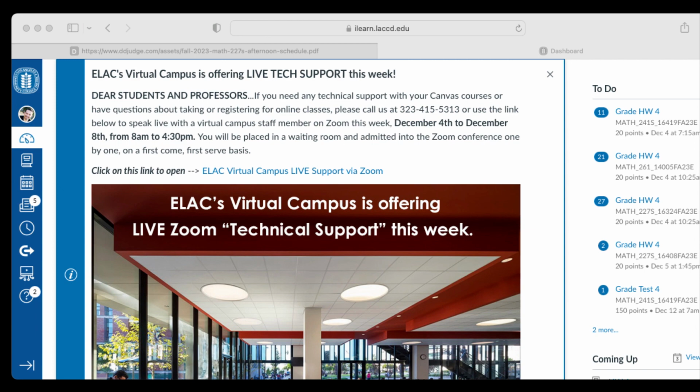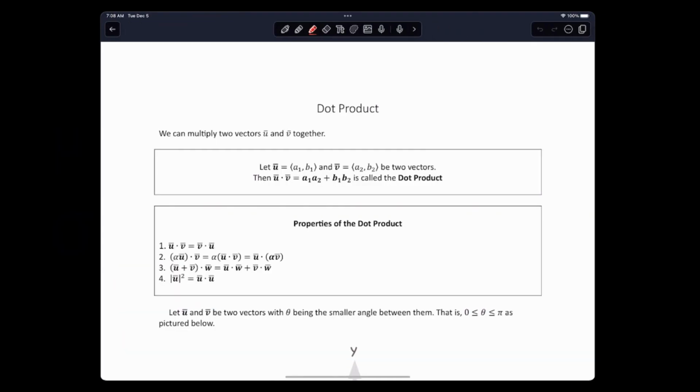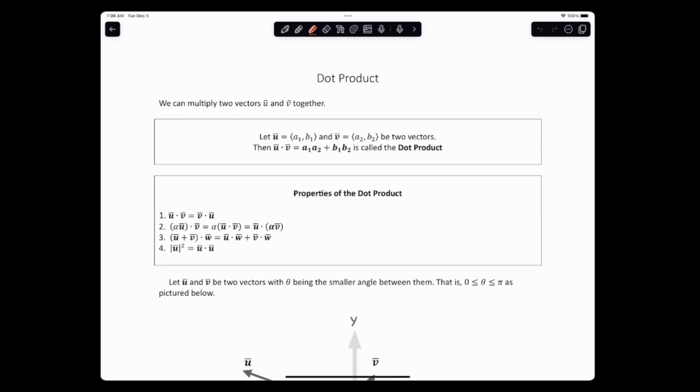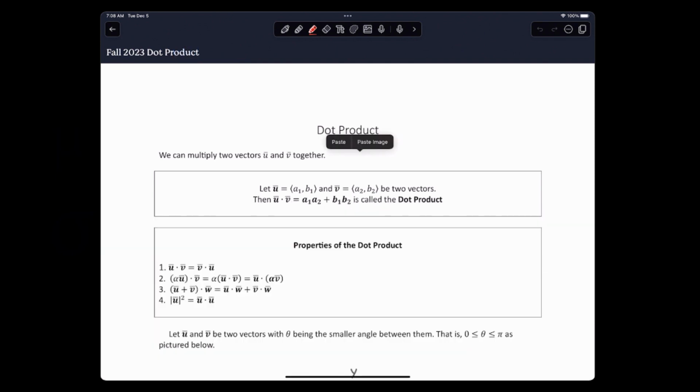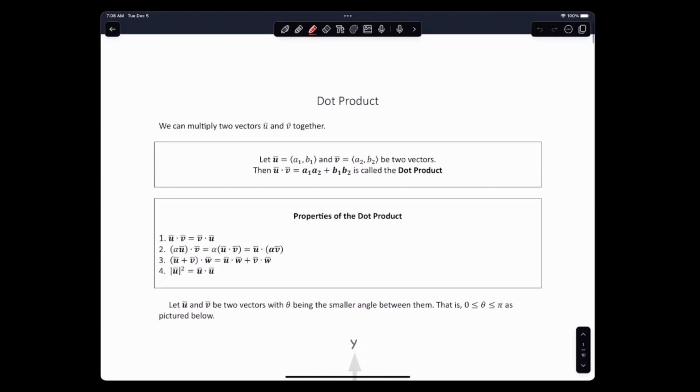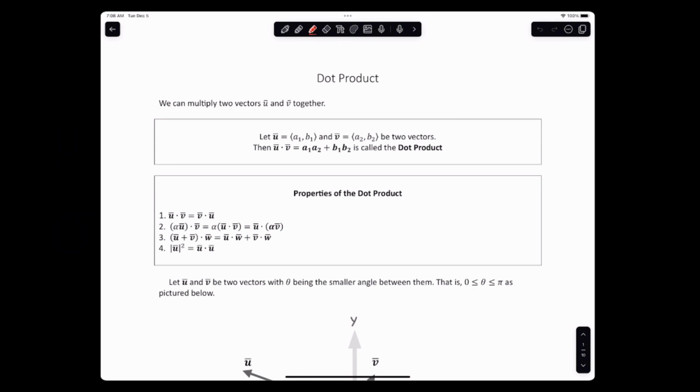Okay, everybody, let's see what's going on here. Dot product, yes. And let's see if we can change the title. You know, I want to change it. All right, you guys okay with this?